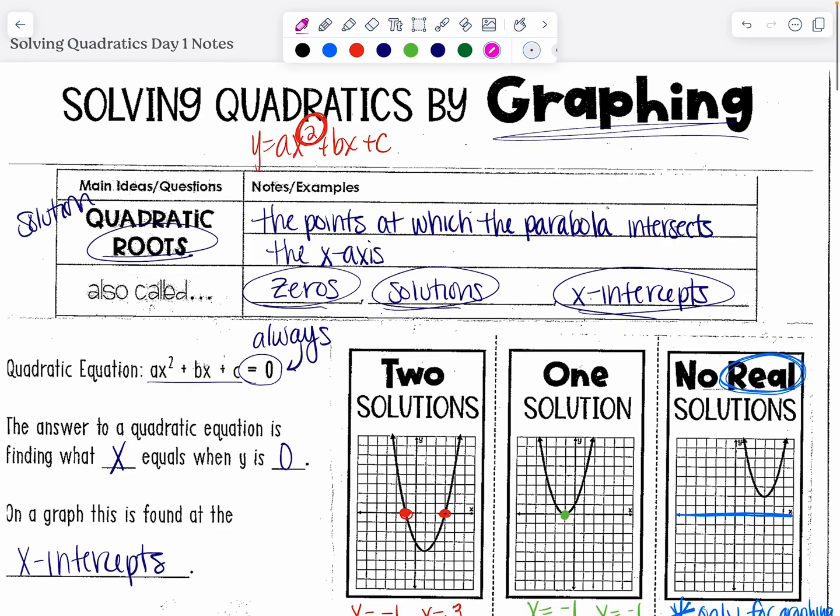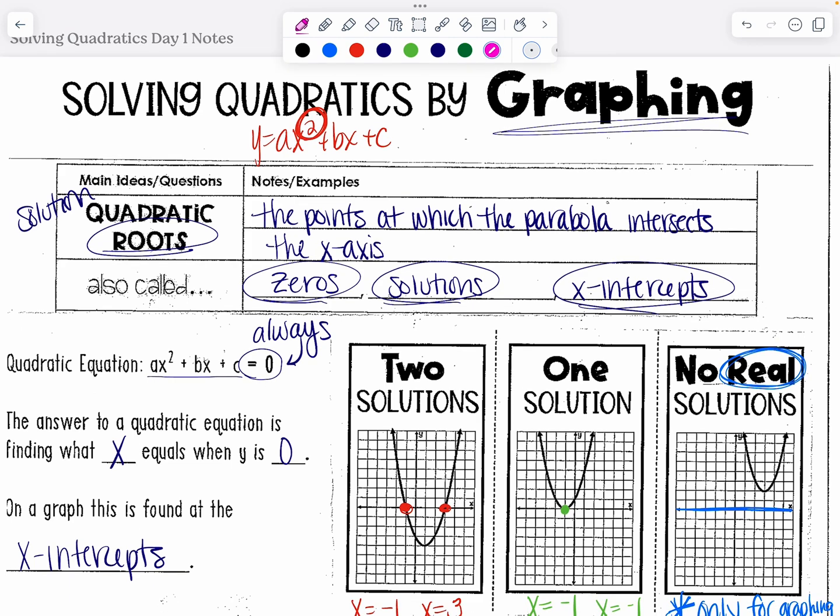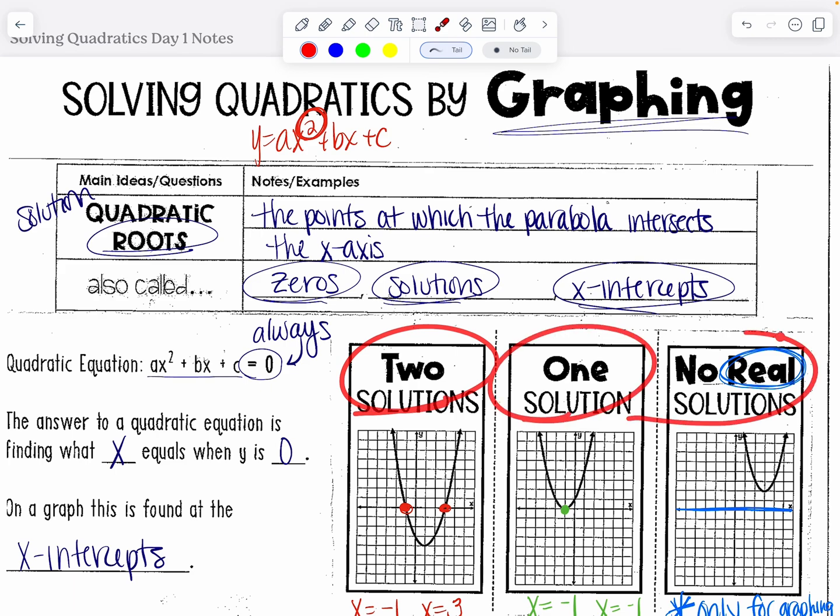Okay, so we'll get back to those at the end of the unit as well. All right, so that is solving quadratics by graphing. It's where the parabola crosses the x-axis. You can have 2 solutions, 1 solution, or no real solutions. Okay? All right, go ahead and flip it over.